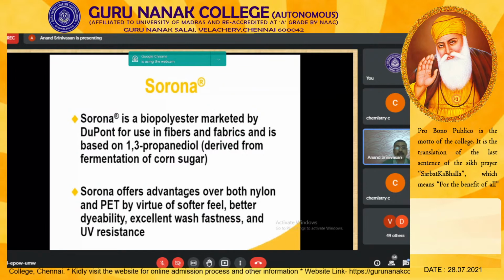Okay, so Sorona is a biopolyester marketed by the DuPont company. That is a company which makes a lot of polymer products, so they make this product Sorona. It offers advantages over both nylon and PET by virtue of a softer feel and better dyeability.